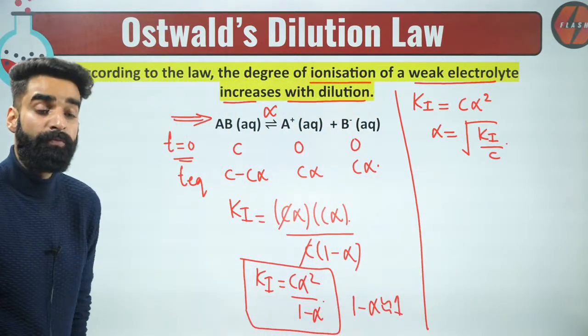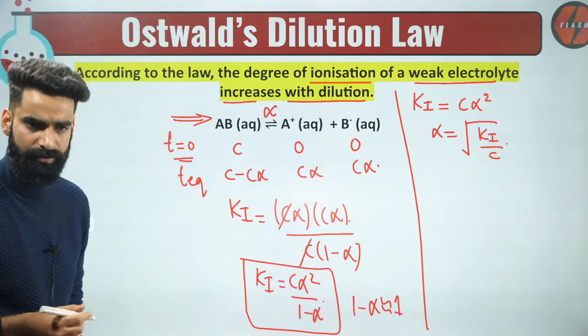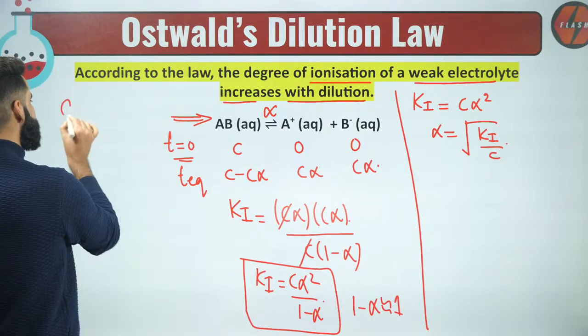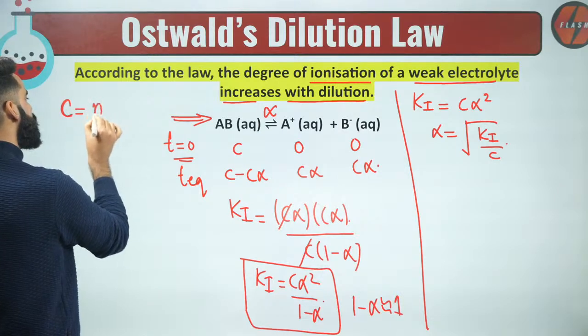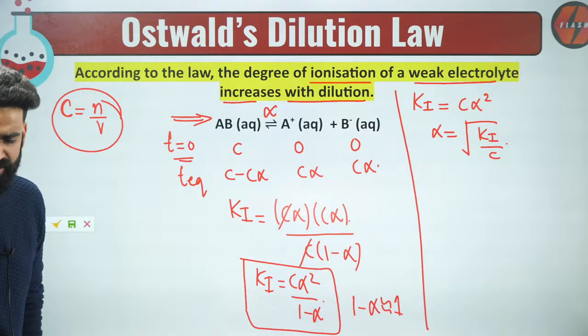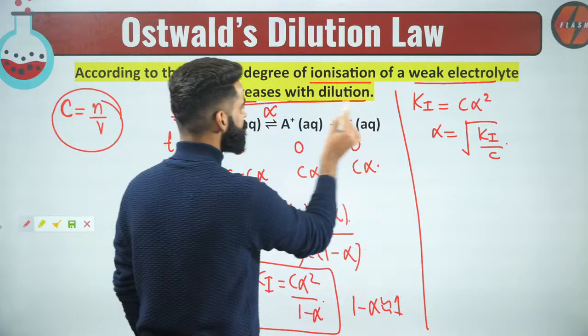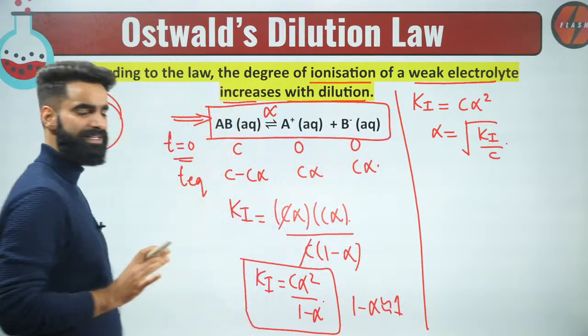Okay. Now, people, what do I have to check actually? See, now we are going to talk about Ostwald's dilution law. First of all, what is C, guys? C represents concentration, which is simply number of moles divided by volume. Yes, all of you must be knowing this now. C is just the concentration, which is number of moles divided by volume. Now, people, this electrolyte right here is present in a container, basically, right?